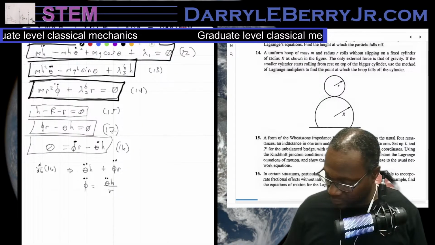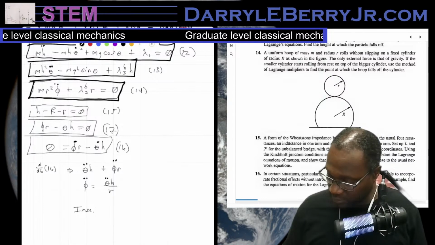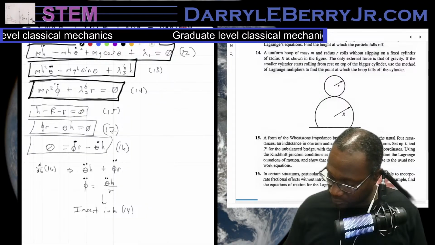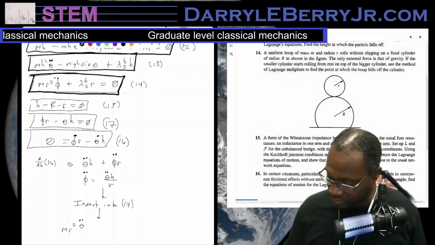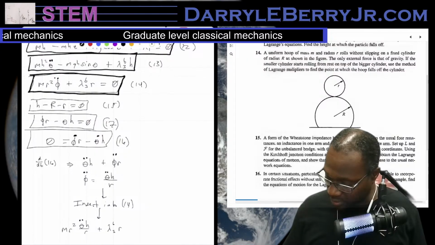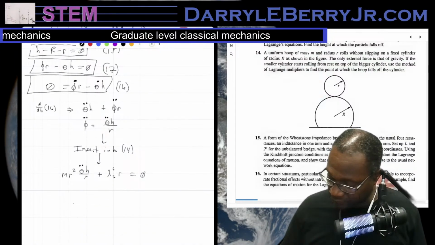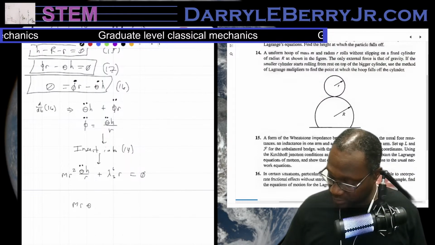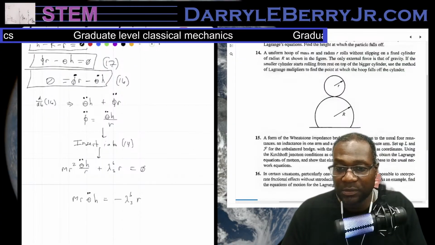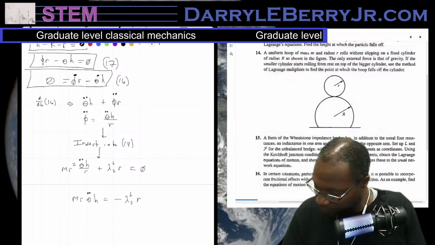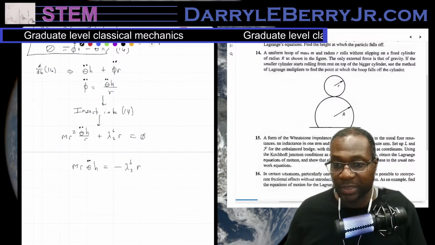what's the best way to note this? I'll just type it, insert into 14. So if I insert this into 14, we can see how I have mr squared theta double dot H over R plus lambda 3VR equals 0. So I have mr squared, mr theta double dot H equals negative lambda 3BR. And I dropped a negative, it seems like. Did I drop a negative? I think I did. Oh, keep going and see what I did.